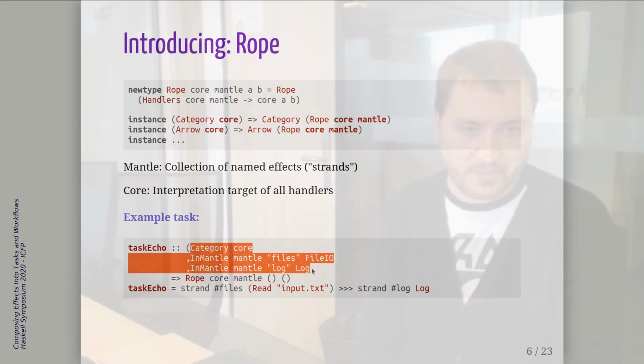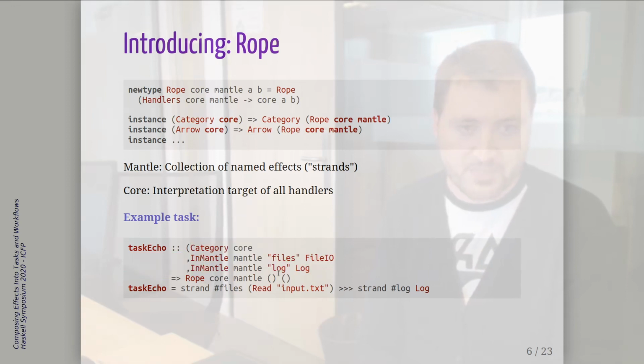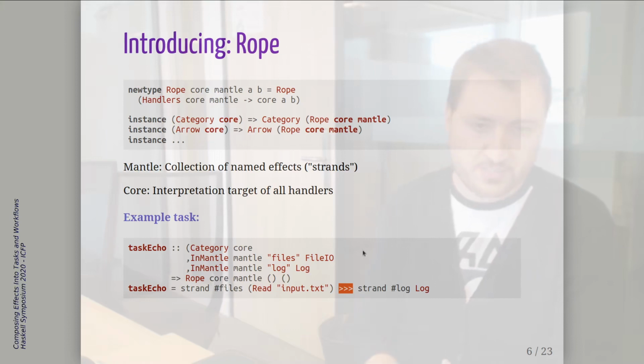And the type signature here mentions that we want these strands to be present in the core that we manipulate. Note that we do not care about the core, we only require that it is a category. Why? Because we need some operator in order to be able to chain these effects. So this operator is just the reversed function application. It's just composing two tasks together, provided the output of the first is the same type as the input of the second.